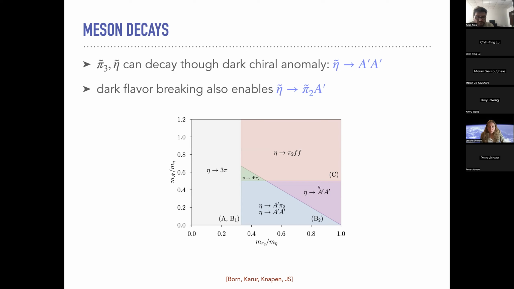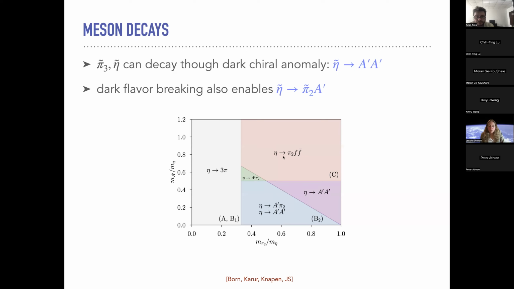If the dark pion is kinematically able to decay to pairs of dark photons, then that lives over here, basically below this flat line, this decay is open. Below this diagonal line, the eta can decay to a prime pi 2 kinematically. So in this region, that's the only option. In this region, there's a competition between these two decay modes.